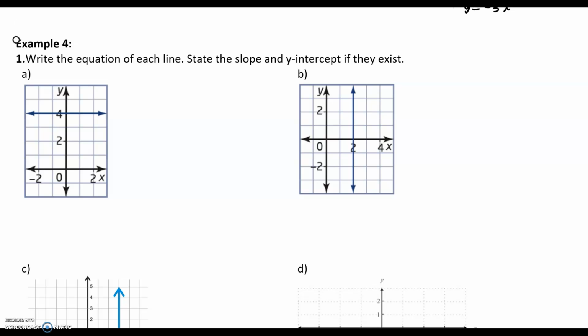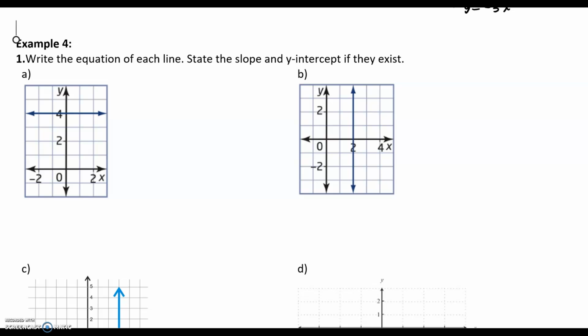This is the second half of equations of a line and slope y-intercept form. In example 4, we're going to look at special cases. The special cases we're looking at are horizontal and vertical lines, and we're asked to write the equation of each line and then state the slope and the y-intercept. So let's start with the equation.